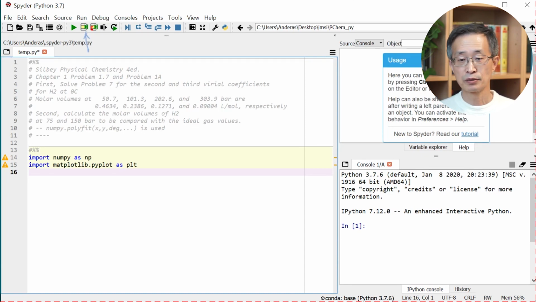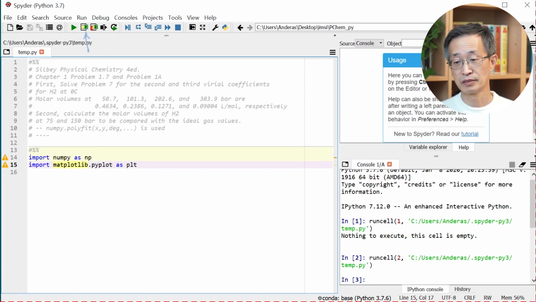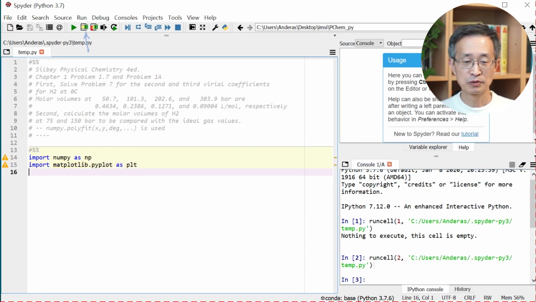Let me quickly run this one. Obviously there is nothing, so it says nothing to execute because all are comments. Then we run the second chunk, and you see here it ran the second chunk and finished because it just did the work. It does not give you any adverse message like numpy not found. So we are safe now. And then we are going to solve problem 1.7.